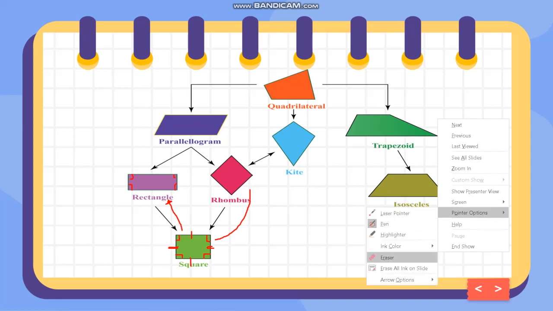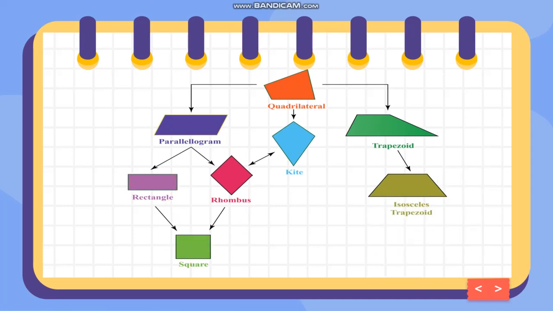Let's proceed to kite. When we say kite, no sides are parallel, so a kite is only a family of quadrilateral. And a trapezoid has only one pair of parallel sides. Why is the other pair not parallel? Because if you continue the lines, they will intersect, they will meet, and they will cross.